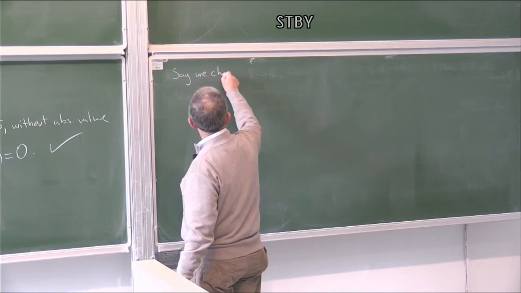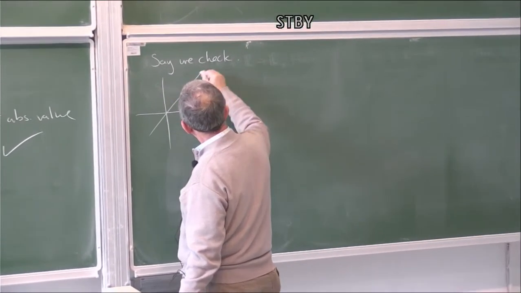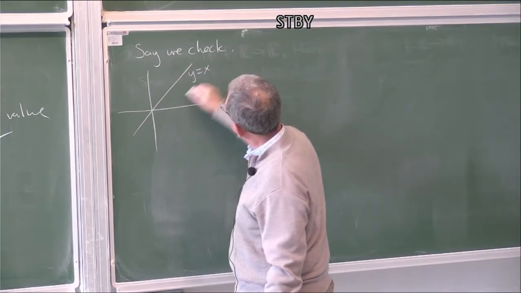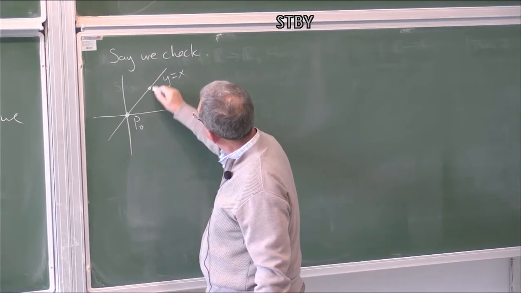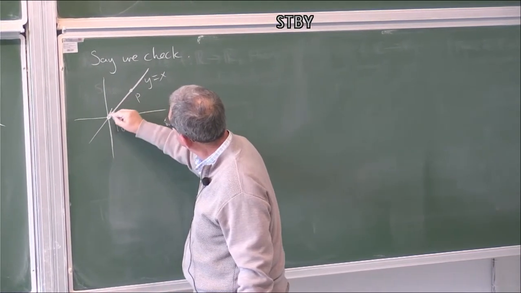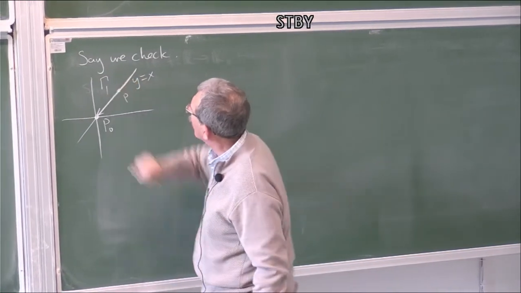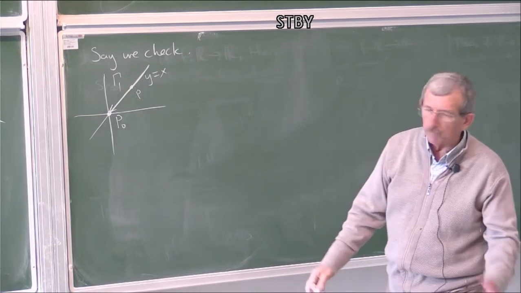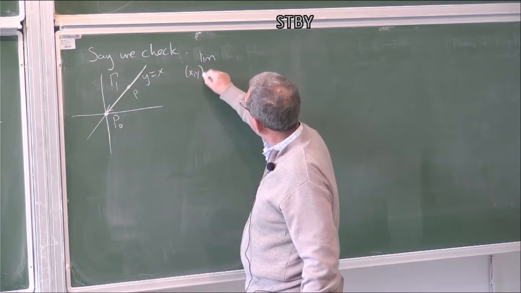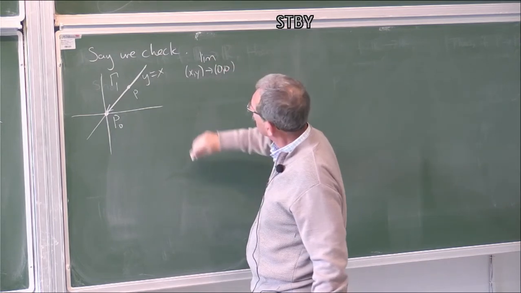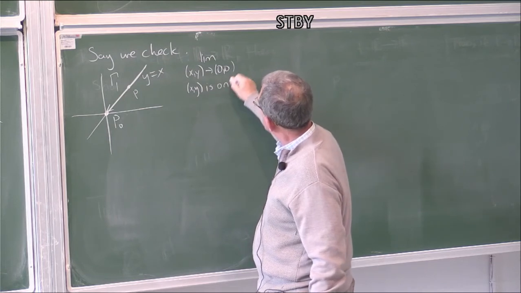Say we check this time a straight line, which is y equal to x. This is p0, and say p approaches p0 on this line. Call this gamma 1 curve. It's a curve, of course. So we check the limit as (x, y) goes to (0, 0), where (x, y) is on gamma.